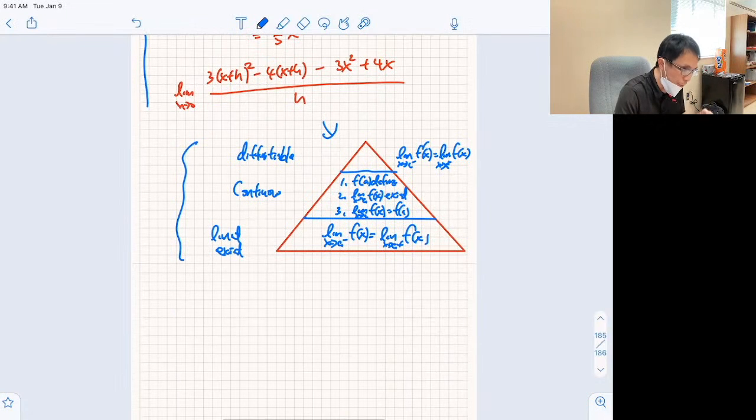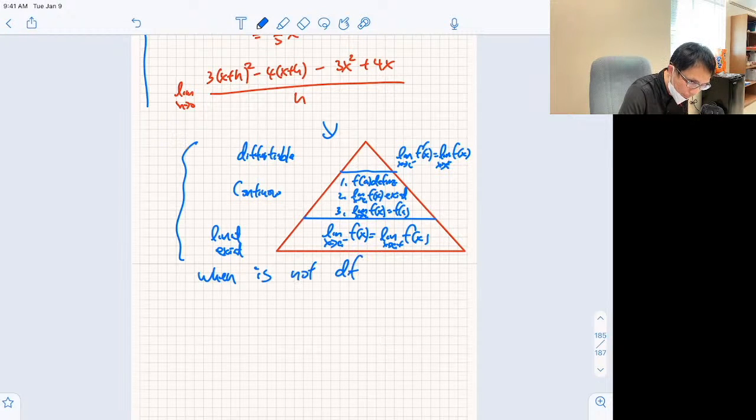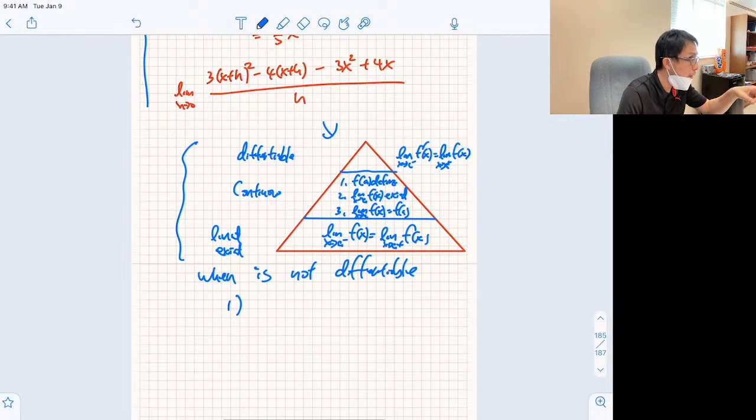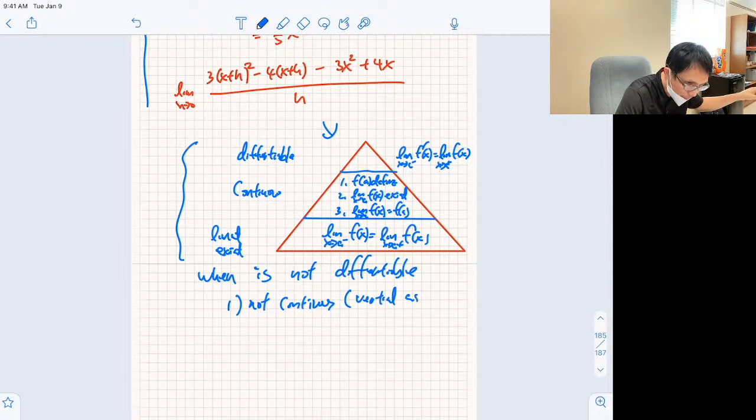Lastly, when is it not differentiable? Can you name three situations where it's not differentiable? Well, the first situation is what? Yes, there's a corner in the function. Discontinuity. So something's not continuous, and this could be a vertical asymptote, or a hole, or a jump. It's a lot of situations.